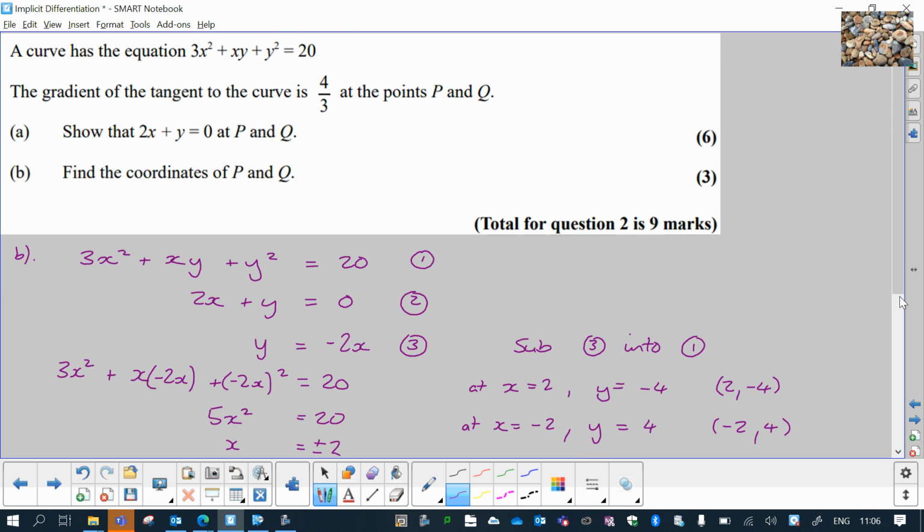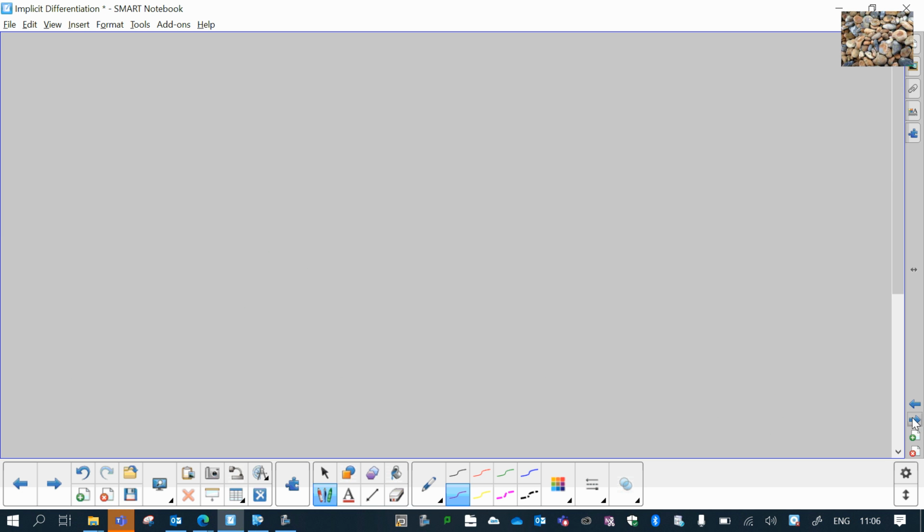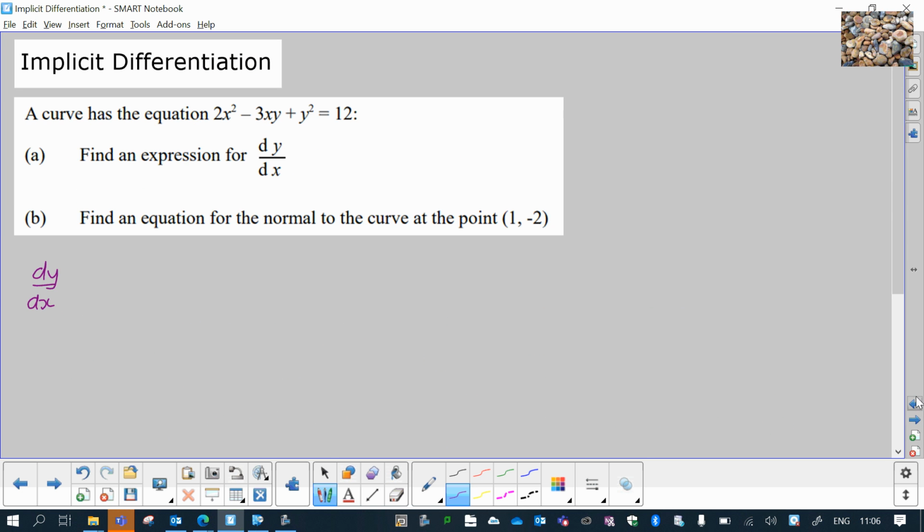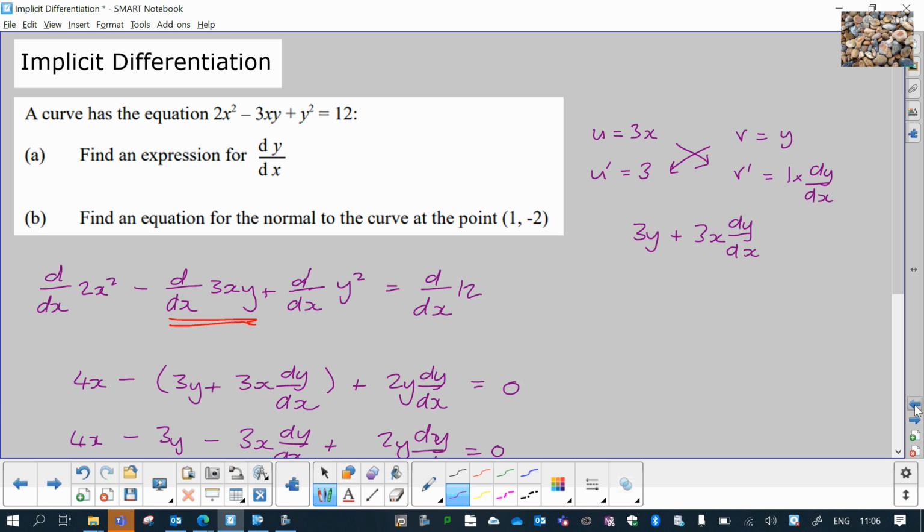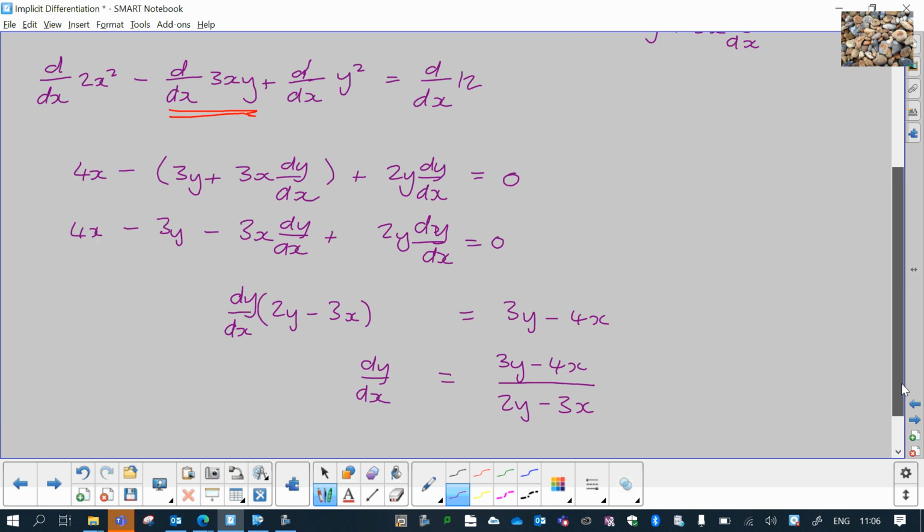too many pages, went the wrong way. There we go. I'll get better at this.